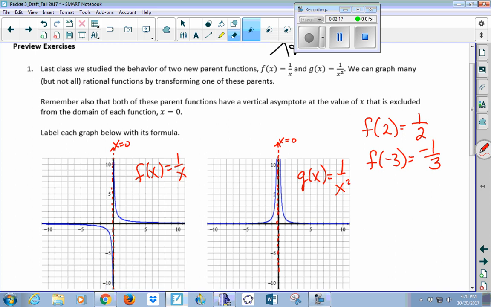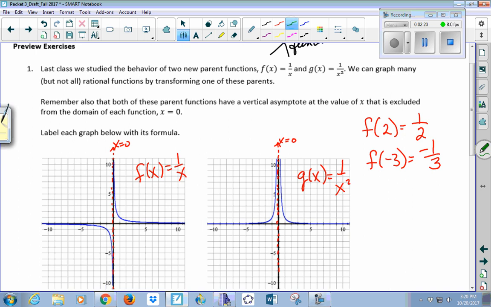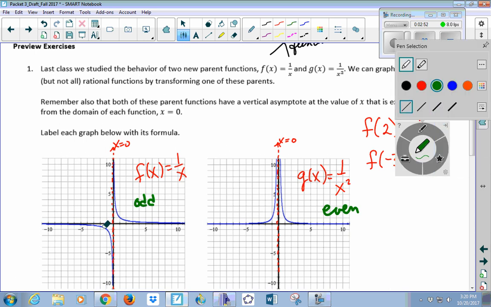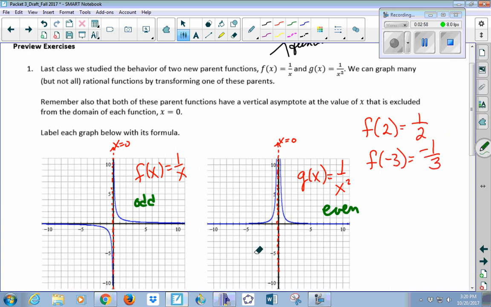I also would just like you to briefly recall another idea we talked about a while back, and that has to do with even and odd symmetry. The reciprocal function has odd symmetry. And the function 1 over x squared, the reciprocal function squared, has even symmetry. So this has symmetry about the y-axis, and this has symmetry about the origin. Okay. So that was just a little thing from our past I wanted to throw in there for you to recall.